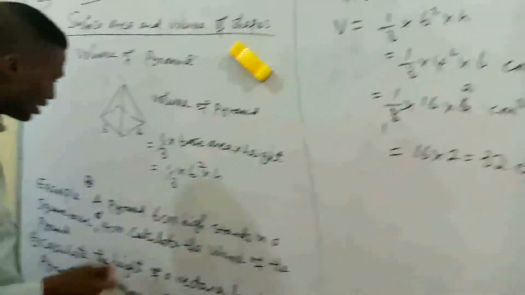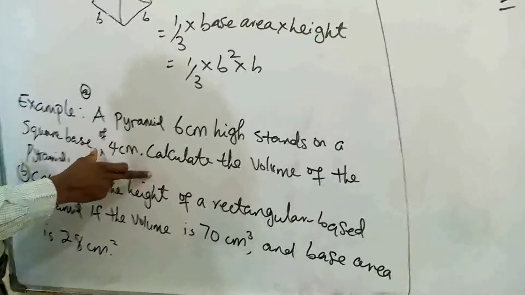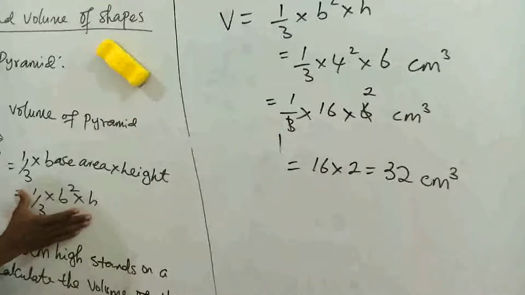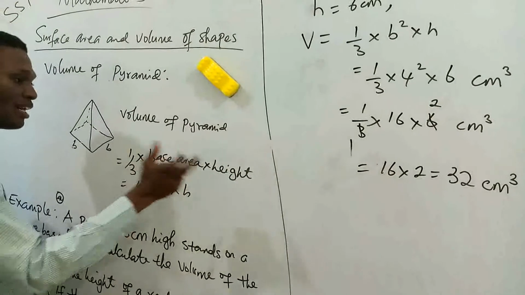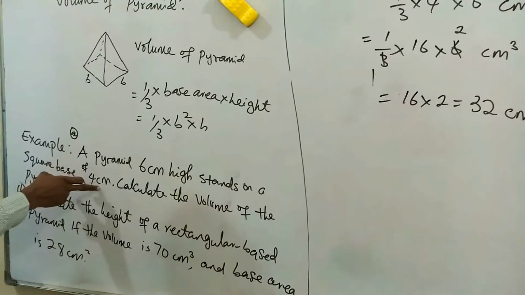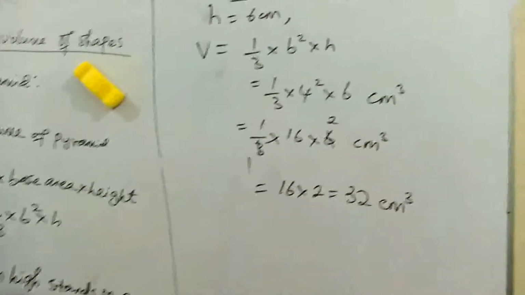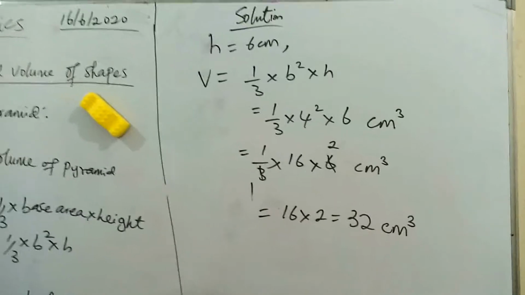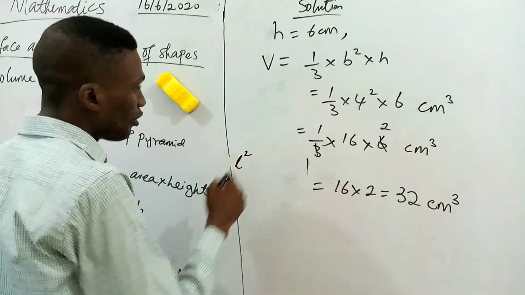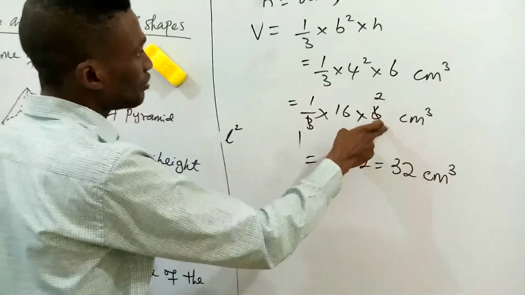Let's run through it again. The pyramid 6 cm high stands on a square base of 4 cm. Calculate the volume of the pyramid. We have established a formula already, 1/3 times base area times height, and we say that the square has a base of length 4 cm, and we know that a square has 4 equal sides. The area of the square is length squared. That's 4 times 4, which is 16, times our height of 6 cm.